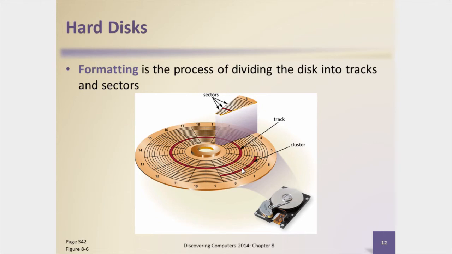We also have clusters. So if we have a file that takes up more than one sector, it's going to move over into the next track and take up the rest of that space. So a cluster is a combination of more than one sector. So again, keep all that in mind when we get to optical discs, and there's some slight differences when we get there.